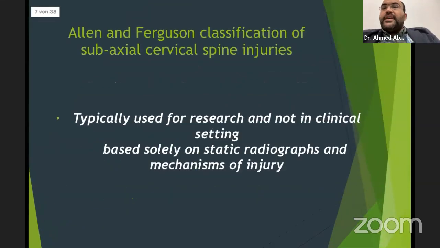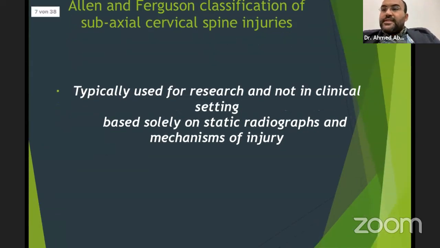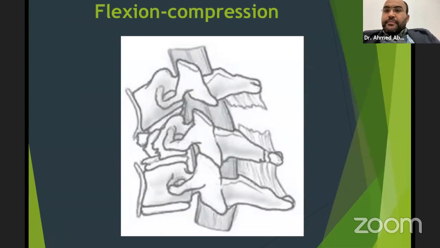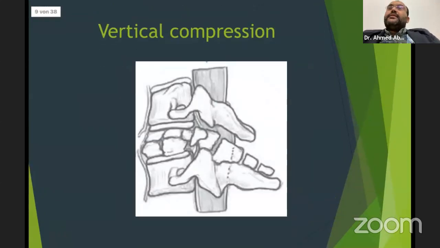The second one is the Allen-Ferguson classification of the subaxial cervical spine injuries, which is used typically for researchers and not in the clinical setting. It's based solely on the static radiographs and mechanism of injury. Type 1 is the flexion compression, as you can see in the diagram, or vertical compression.